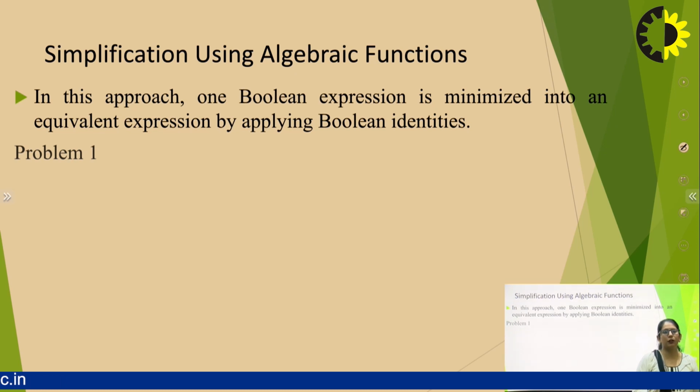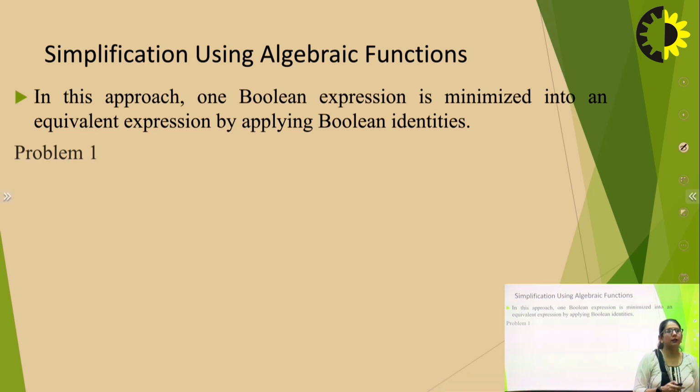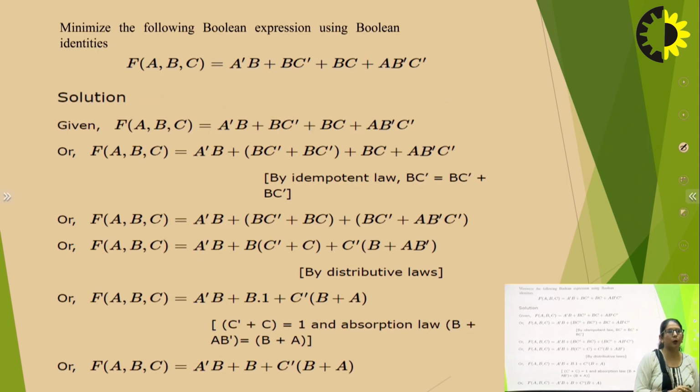The simplification of algebraic functions. In the simplification, first, minimization we can do by simply using the Boolean identities which we have studied. For example, we are having one problem here. We need to simplify the Boolean expression. For example, a function is given over the three variables a, b and c, that is a bar b plus b c bar plus bc plus a b bar c bar. We need to simplify it.